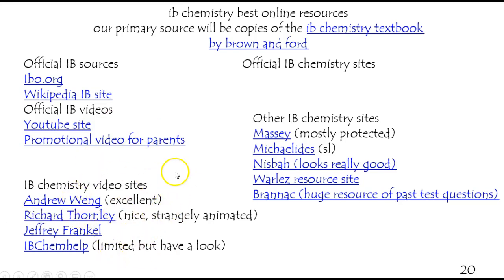Here's some other sites. This is in case you don't understand your teacher and you want a different approach, which the IB students, I've learned, are huge on. They love to do that. Other IB chemistry sites to check out if you want to are here, and some of them have a lot of test material that you can access. Okay, welcome to IB Chemistry.